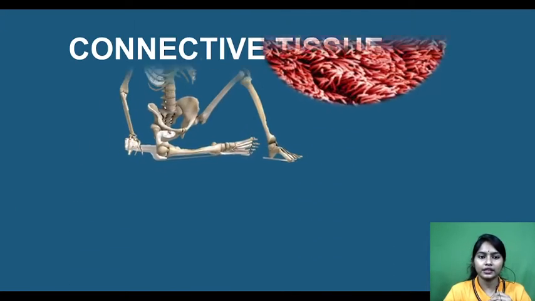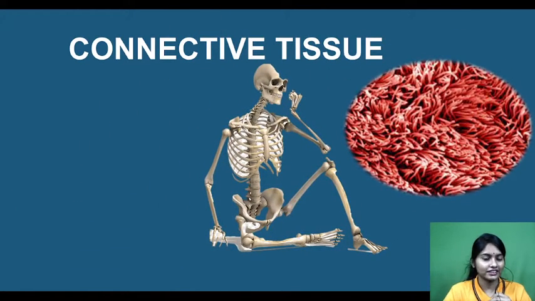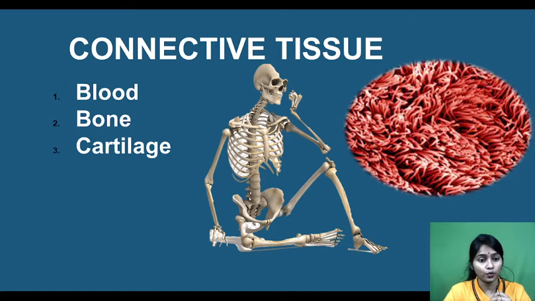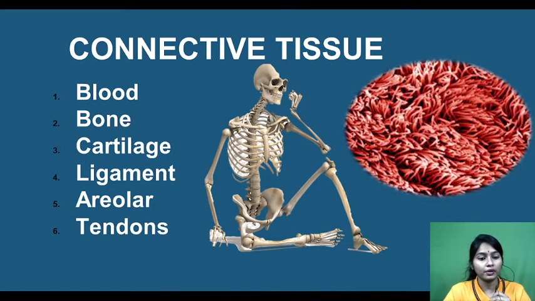Now, moving to the next slide, connective tissue. Just look, this is the skeleton and these are the connective tissues. So what are the different types of connective tissue? First one is blood, then bone, cartilage, ligament, areolar tissue, tendons and adipose tissues. What they are, what their function is and where they are located, we are going to discuss today in a lot of detail. Okay, so let's move ahead.